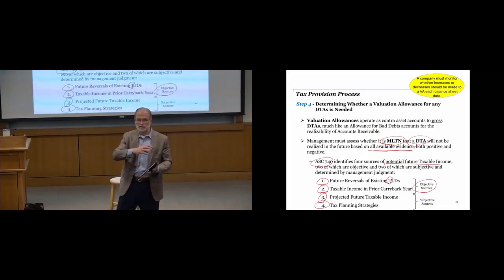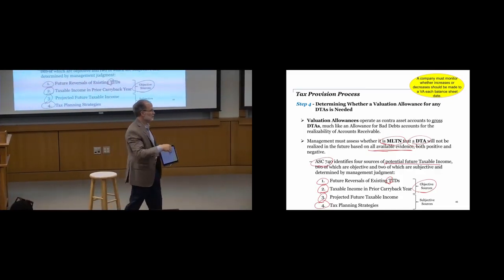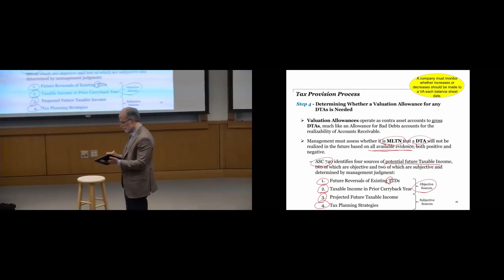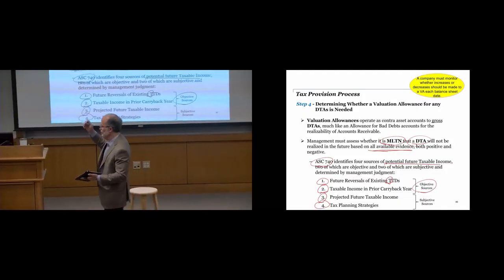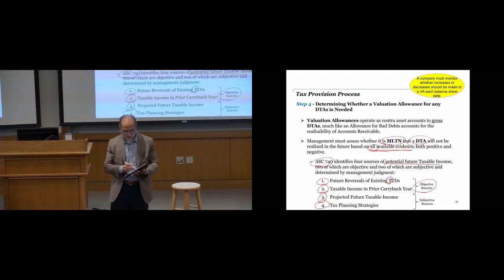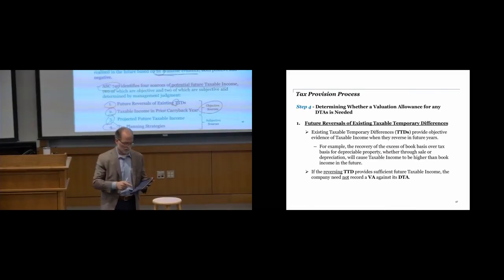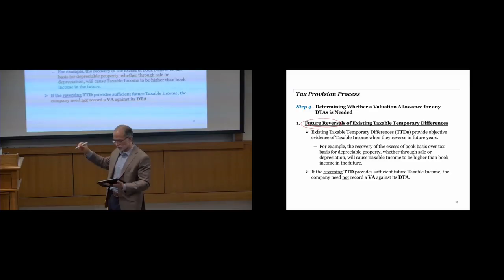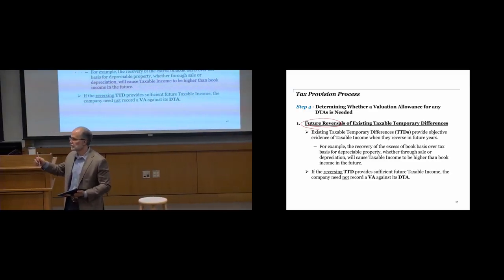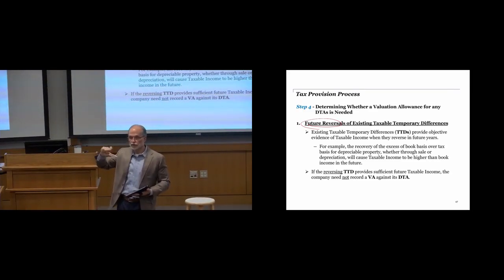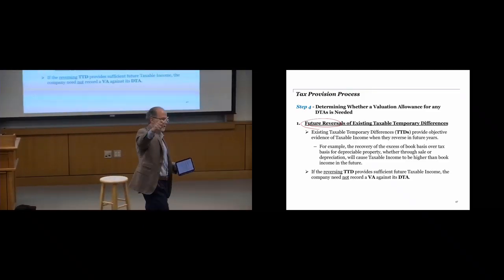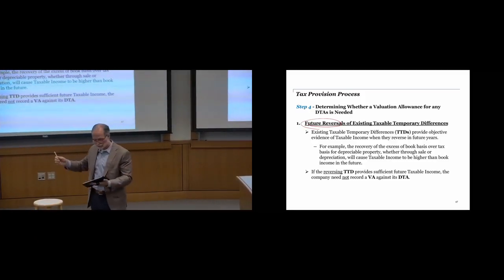Now, there's a lot of tests around whether I count that subjective evidence as sources of future taxable income. But this is going to be positive evidence of future taxable income. But I have to evaluate all evidence in making this determination. So we're going to go through each one of these. So future reversals of existing taxable temporary differences. So things that are going to unwind in the future are my temporary differences when I schedule them out, and they're going to give rise to future taxable income. So they provide objective evidence when they reverse in future.